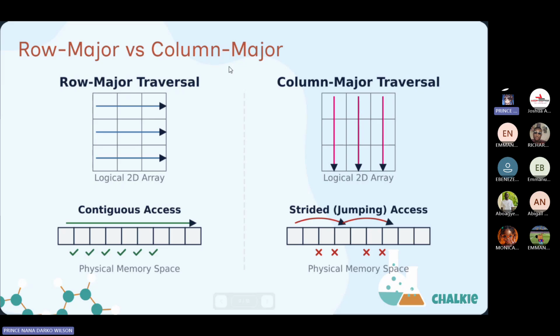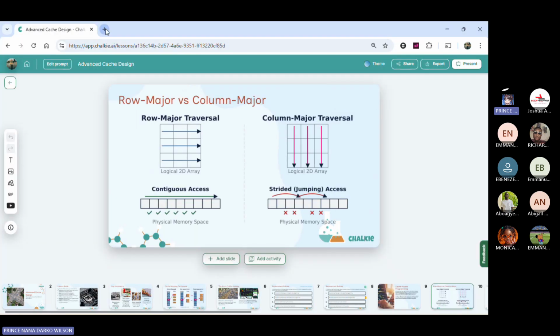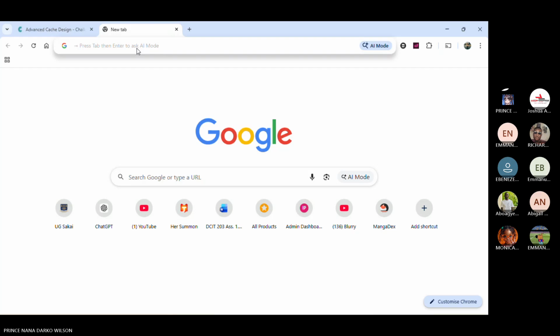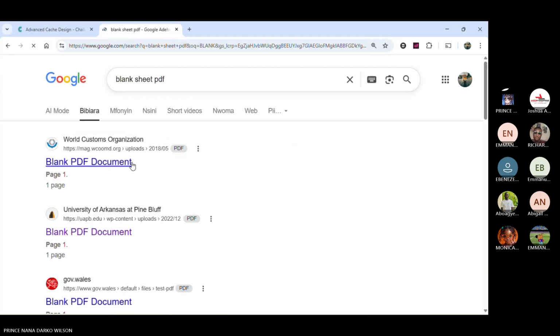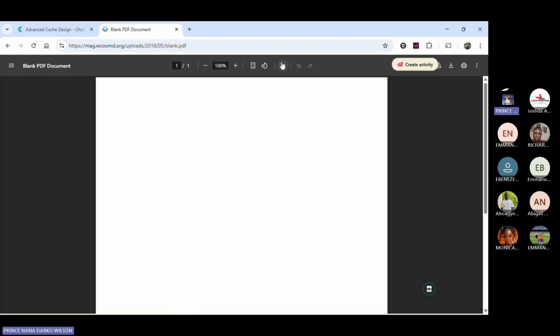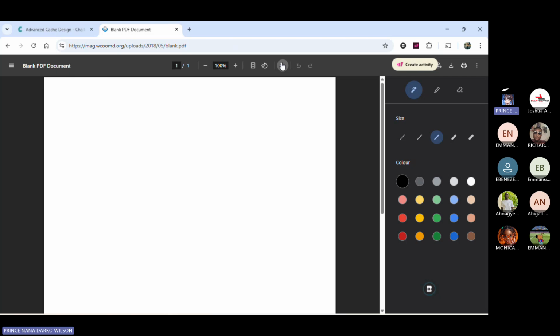Let me see. I want to write on my screen. So let's see how this row major traversal works. Okay, assume you have created data and then it is held in a matrix such as 1, 2, 3, 4, 5, and 6, like this.